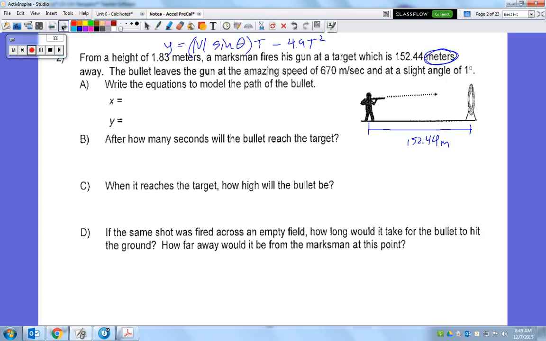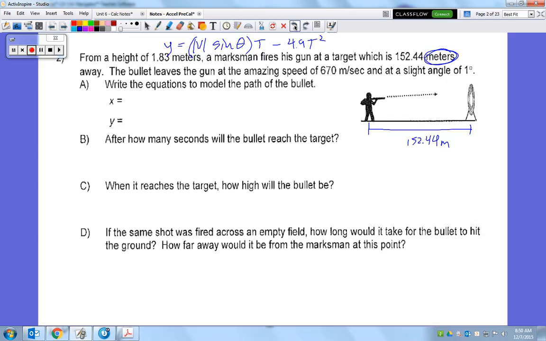So from a height of 1.83, what's different about this is that we're not shooting from down here at ground level. We're shooting from a height that's already above ground level. And I'm going to show you how to set that up here in just a bit.